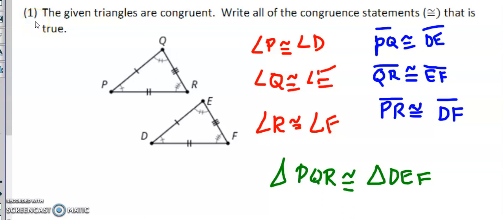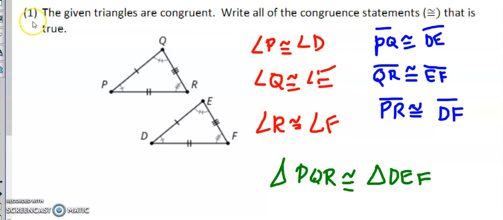Last week we started this handout and you were assigned problems 1 through 8. So if you were absent on Thursday, please get a copy of the handout from your teacher. Problem number 1 has already been completed, again because we discussed this problem in class last week.